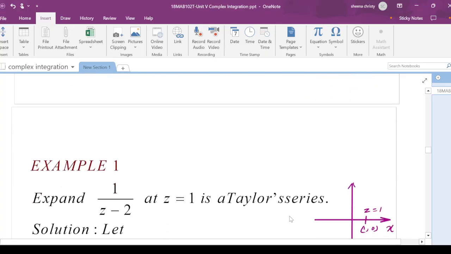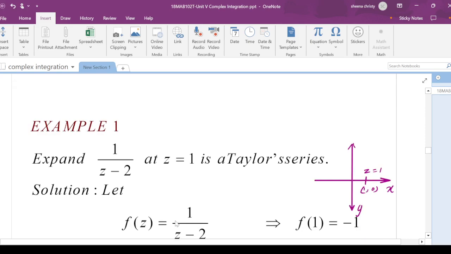Now consider this problem. Expand 1 by z minus 2 about z equal to 1 as a Taylor series. So about the point z equal to 1, you have to expand the Taylor series of this function. Taylor series expansion is applicable for finding the function value about a point. So here the point z equal to 1 refers to 1 comma 0.